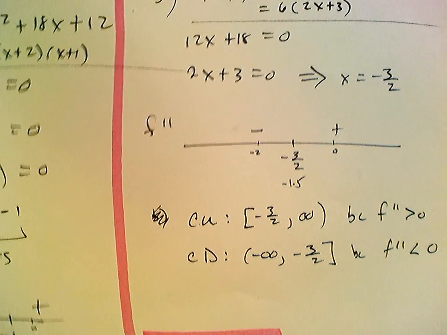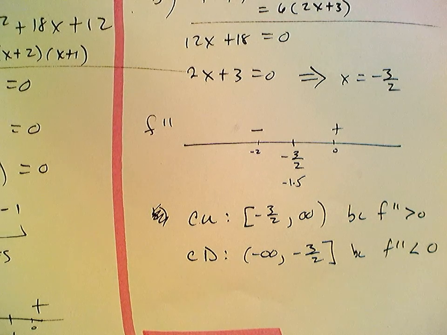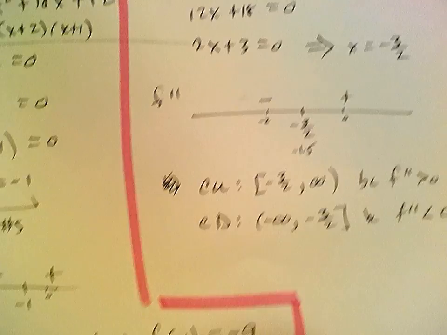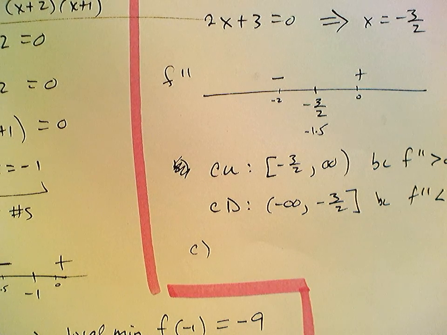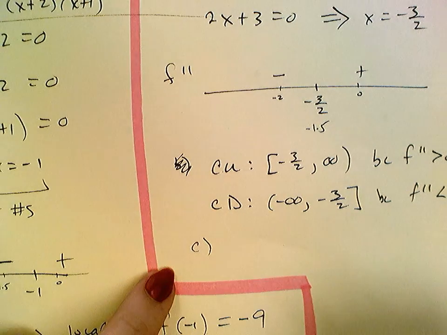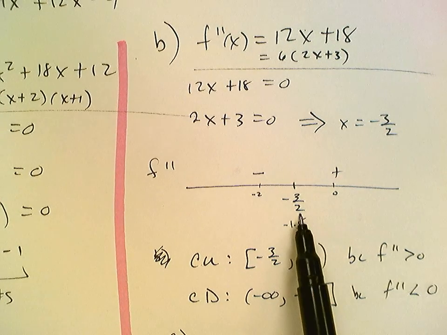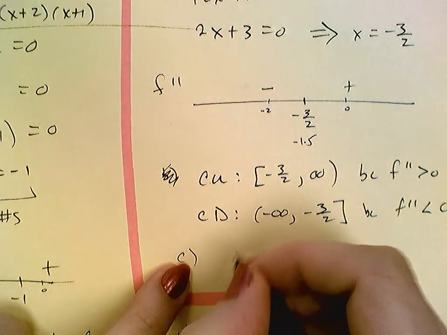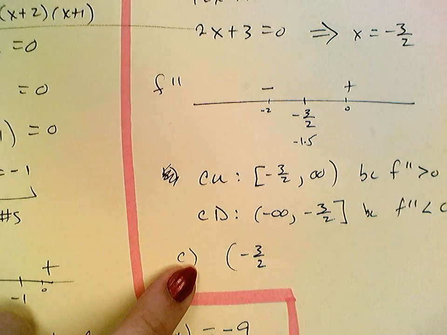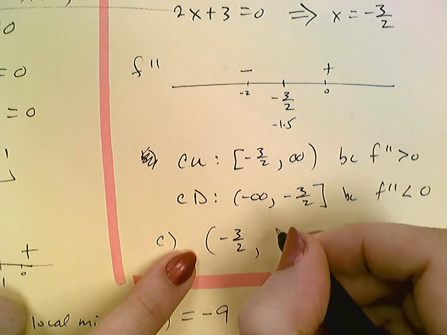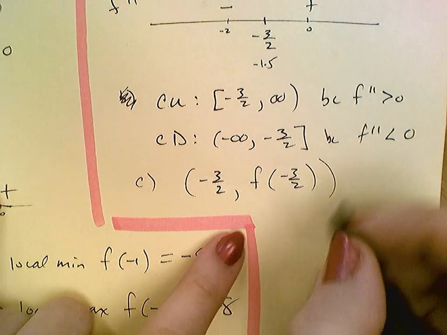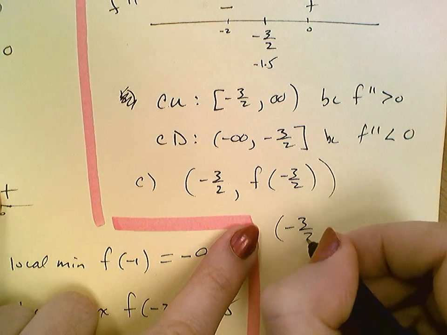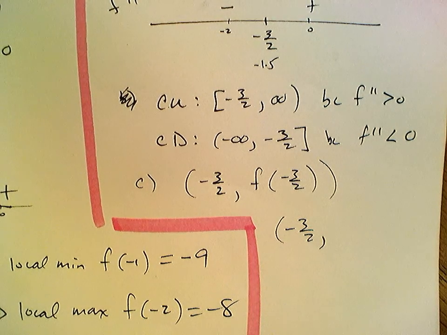And then, oopsie, sorry. So the very last thing, they're asking for the point of inflection. And the point of inflection is on the original graph. So since I did have a sign change at negative 3/2, the point of inflection is going to be at negative 3/2, and then plugging that in to the original function. So negative 3/2, and I'm plugging it into the original.